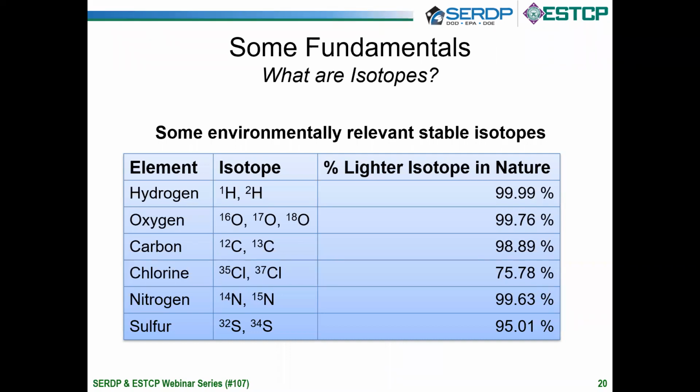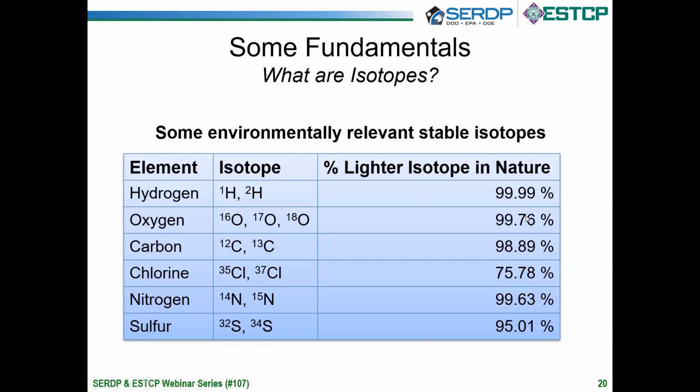Oxygen is common in ethers like 1,4-dioxane, or perchlorate or nitrate. And then nitrogen and sulfur species, we see in pesticides, we see them in explosives, particularly nitrogen. So you can see there's a lot of potential applications here.